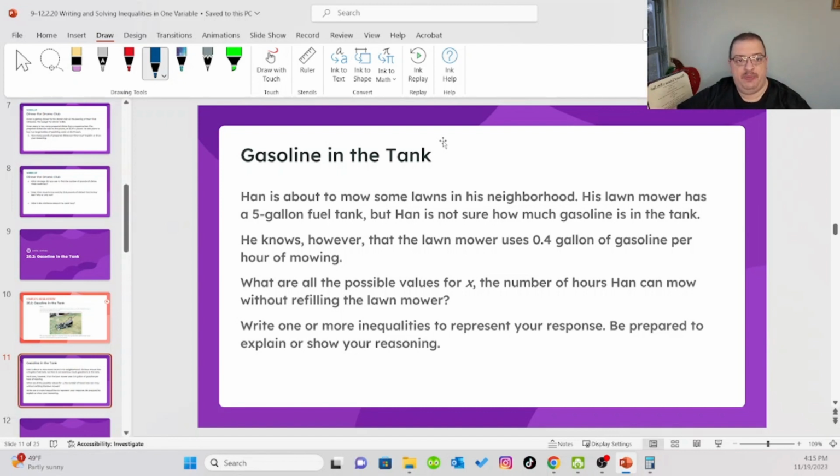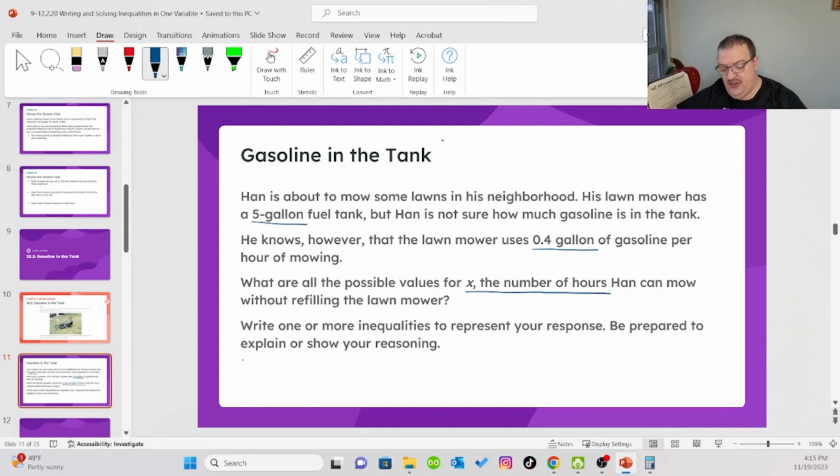So we know a couple of things from this. We know that if this lawnmower were completely full, there would be 5 gallons in it. And we know that if it were completely empty, it would have 0 gallons in it. And we know that it's going to use 0.4 gallons per hour. So now we need to figure out how to use all of this. So they tell us that x is going to be the number of hours Han can mow.